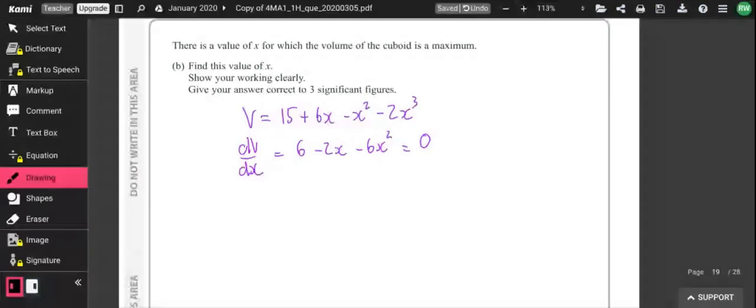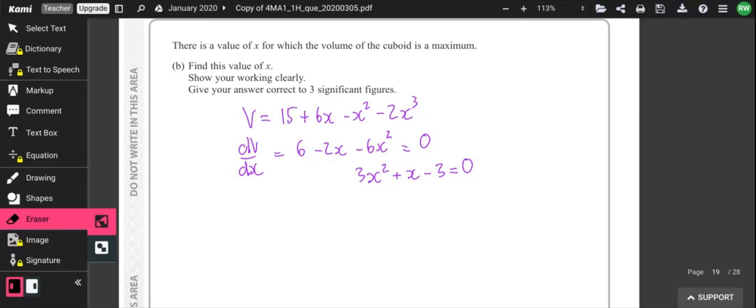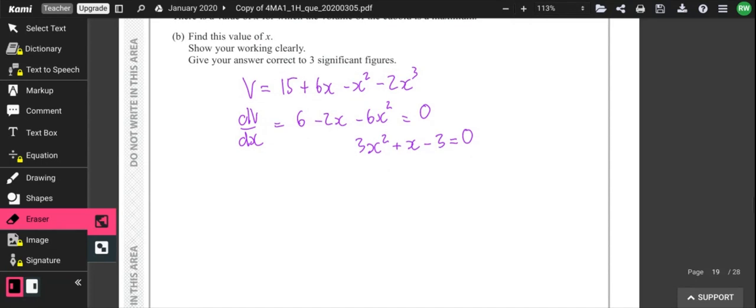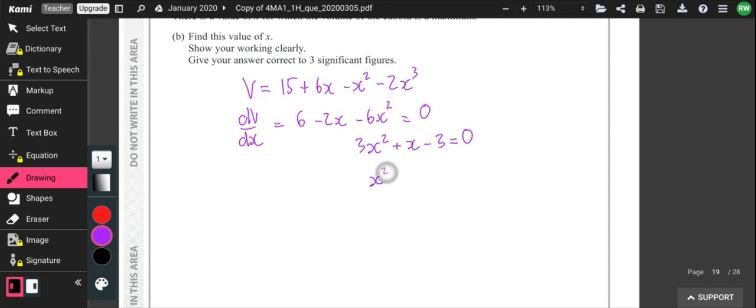And we can rearrange this to get 3x squared plus x minus 3 equals 0. Now, as the question is asking us for 3 significant figures, this probably won't factorize. So let's complete the square on this. Divide everything by 3, and we have x squared plus x over 3 minus 1 equals 0. So we're going to do x plus 1 over 6 squared minus 1 over 6 squared minus 1 equals 0.